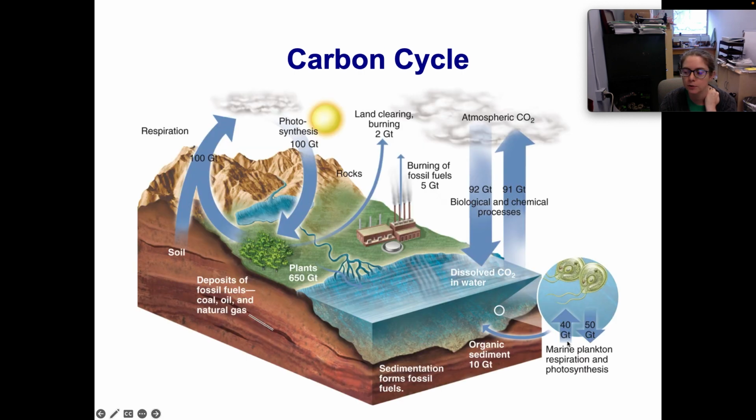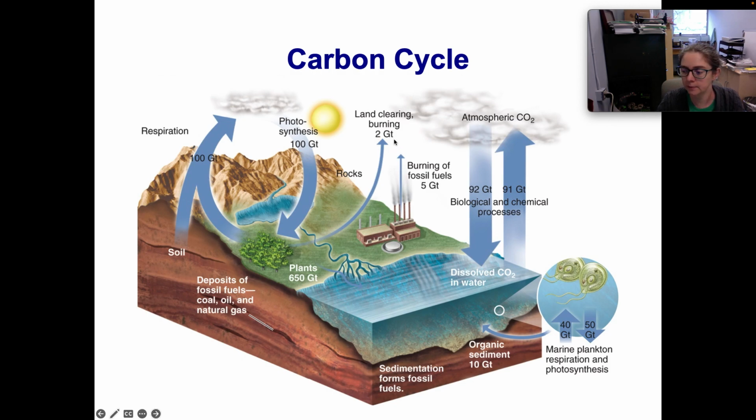So this diagram shows the carbon cycle. We see plants taking up carbon dioxide to do photosynthesis. Plants and other organisms all do respiration, which release carbon dioxide back into the atmosphere. We see that some carbon dioxide gets dissolved into water, particularly the ocean, and there's a lot of that, and some of it gets released back through biological and chemical processes.